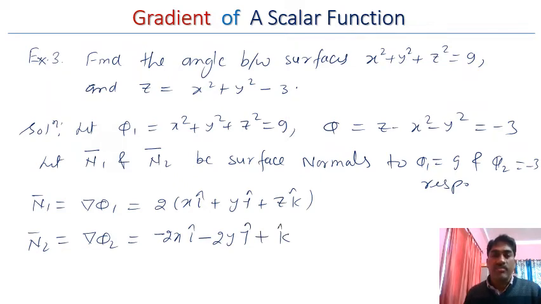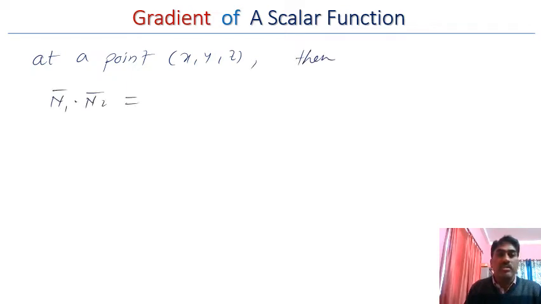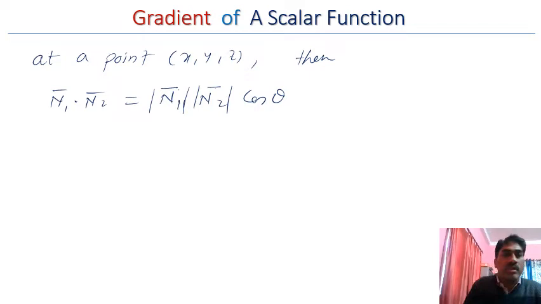Now in order to find the angle between them, let theta be the angle between the surfaces at a point (x, y, z). Then n1 dot n2 is equal to |n1||n2| cos theta, where n1 and n2 are vectors and their magnitudes appear in the formula. So first calculate n1 dot n2 and the magnitudes of n1 and n2.